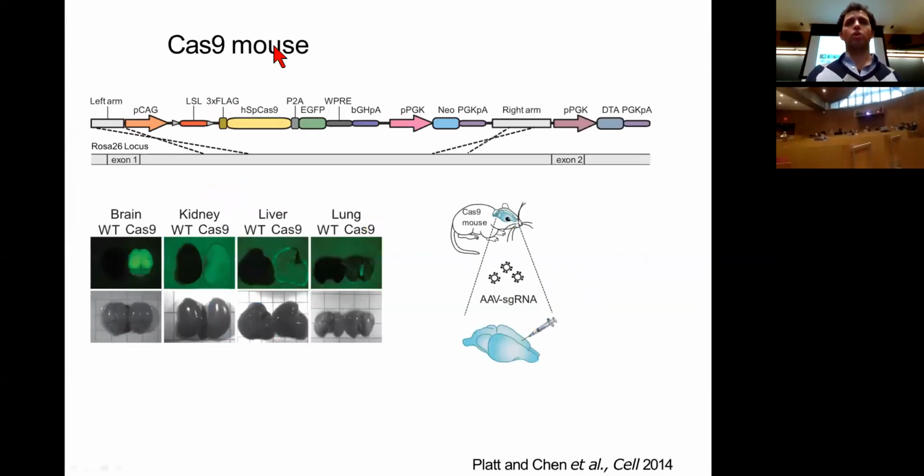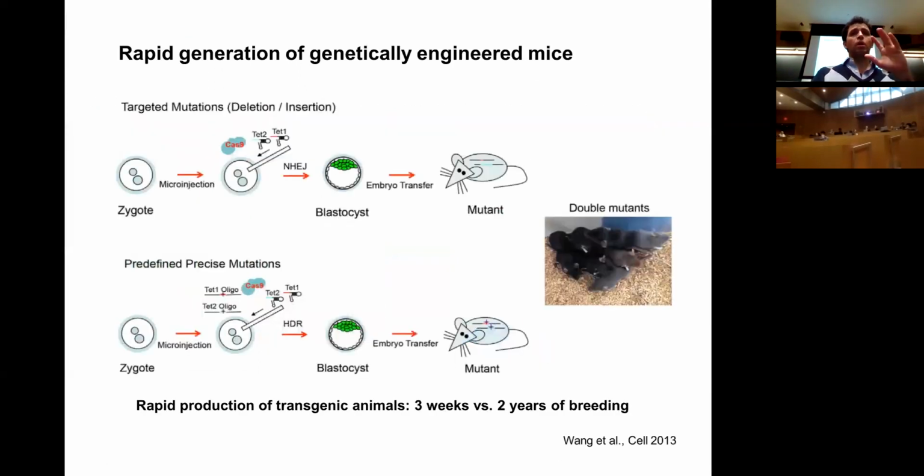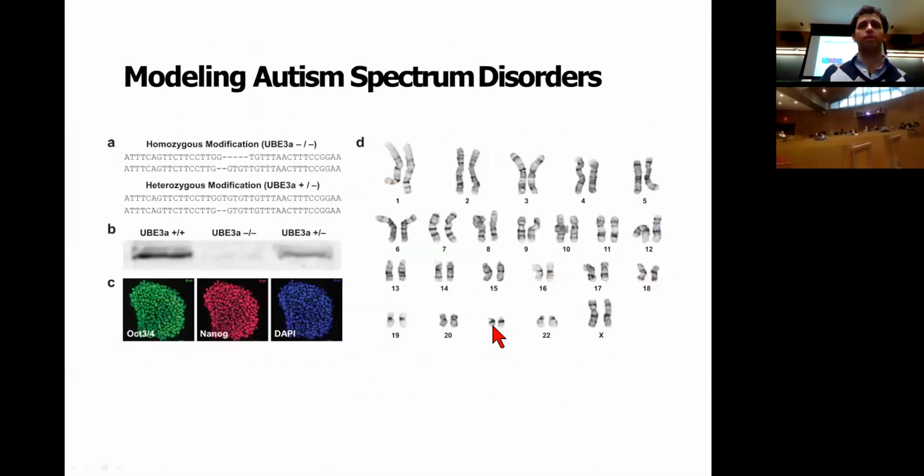Here's, for example, one example where a Cas9 mouse has been generated that already has Cas9 in the whole CRISPR machinery. So all you need to do is give it different guide RNAs, and boom, you can edit whatever you would like. This is an incredibly efficient system. Everybody with me on this? So that allows you to rapidly generate genetically engineered mice by selecting the cells that were edited and then creating the mice from those edited cells.